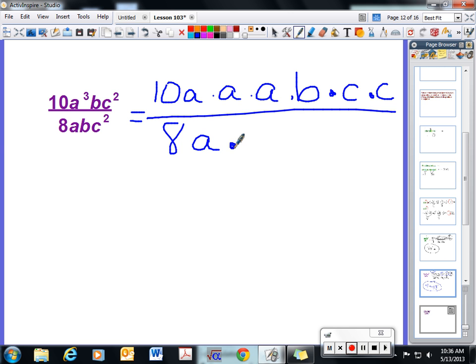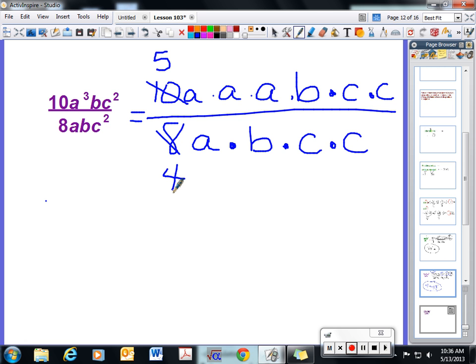8a, there's 1a, there's 1b, and there's 2 c's. All right, now let's look at the numbers first. What can you reduce both 10 and 8 by? Well, 2 goes into both of them, so you end up with a 5, and you end up with a 4. That's how many times 2 goes into each one of those, okay?